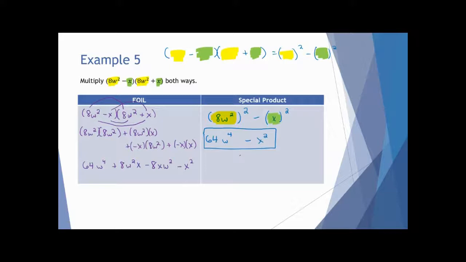So the 8w squared x and the minus 8xw squared, those are like terms because they both have x with no exponent, and they both have w with a 2. So those cancel because 8 minus 8 is 0, and we get 64w to the 4th minus x squared.